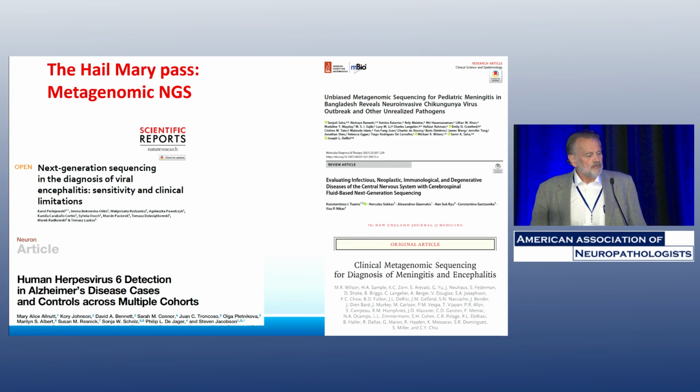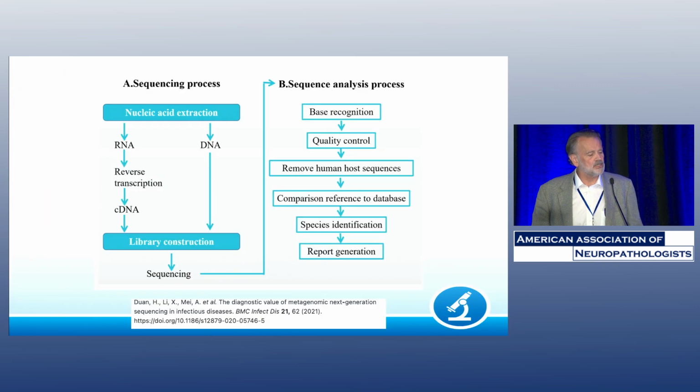Well, there's now the famous, what I call a Hail Mary pass, which is metagenomic next-generation sequencing. There's lots of papers out about this. They're relatively small studies. It's pretty much in its infancy, but it has great promise in terms of helping us make a diagnosis about specific etiologic agents.